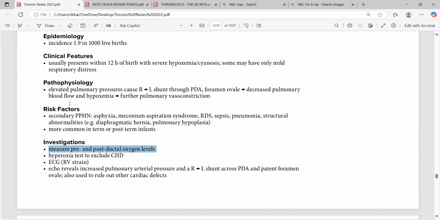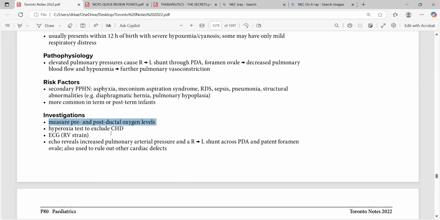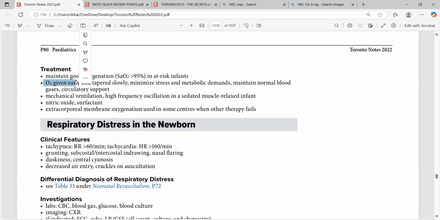Okay. Yeah. So then secondary PPHN is more common in the term and post-term baby. So usually what you check is the pre and post-ductal oxygen level, then the hyperoxia test, checking whether this cyanosis is coming from cardiovascular or wherever it is coming from, ECG, echo, and all that. Usually giving only oxygen.